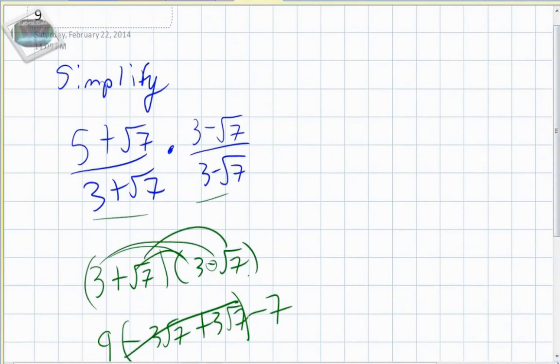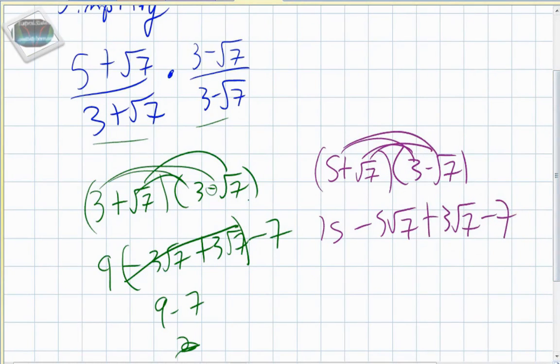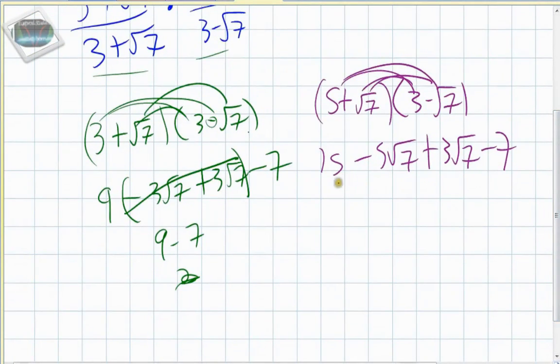So let's work on the numerator, and we'll do violet. We're going to have 5 plus the square root of 7 times 3 minus the square root of 7, and I'll work it out for you again. So this right here is 15 minus 5 root 7 plus 3 root 7 minus 7. So 15 minus 7 is 8, and then these like terms are going to simplify to negative 2 root 7.